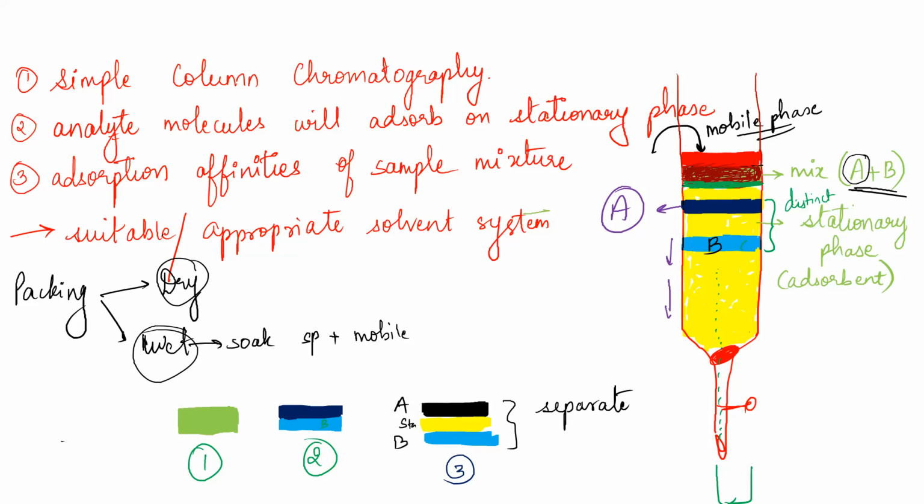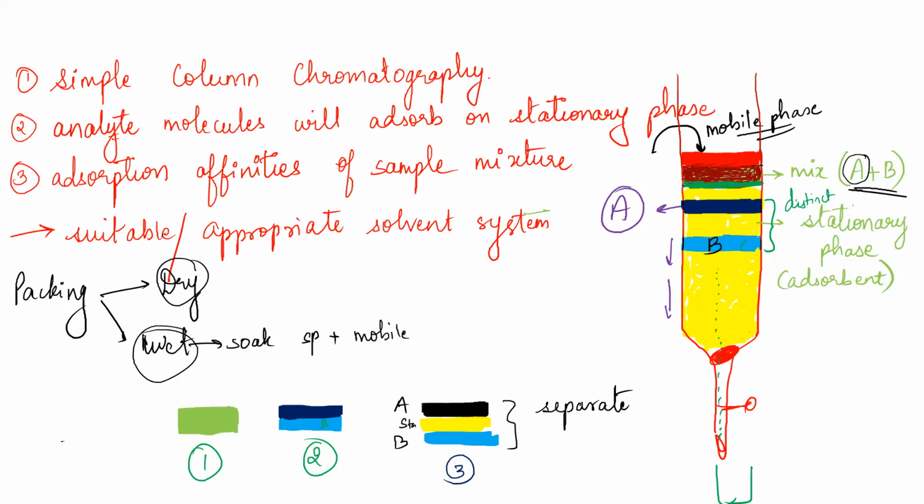Juhi, B is attracted to stationary phase. Then if it was attracted to stationary phase, it should have stayed up with the stationary phase only. Why is it going down? Why is it going down to the end of the column? Because it is attracted towards the mobile phase. Juhi, did you understand this? Juhi, did you understand what I said just now?